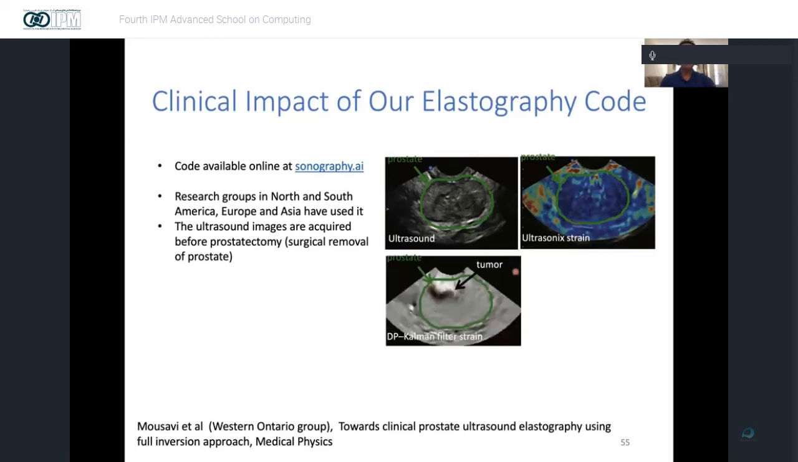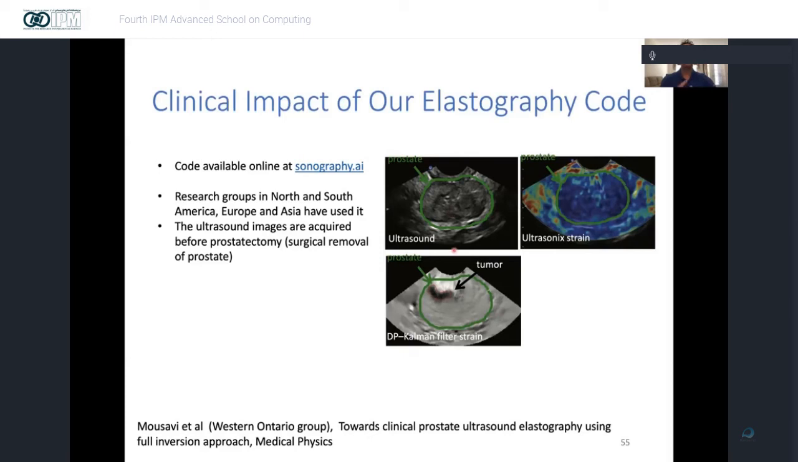So they used our elastography technique, which is dynamic programming and Kalman filter strain estimation. And this is the image that they generated. This image shows that there is a tumor here in this part of the prostate. Now, it was basically proved that this person has prostate cancer.